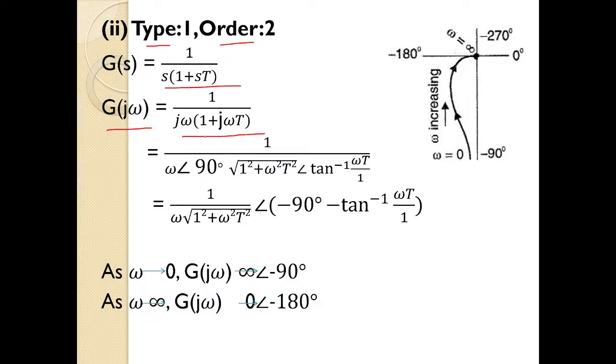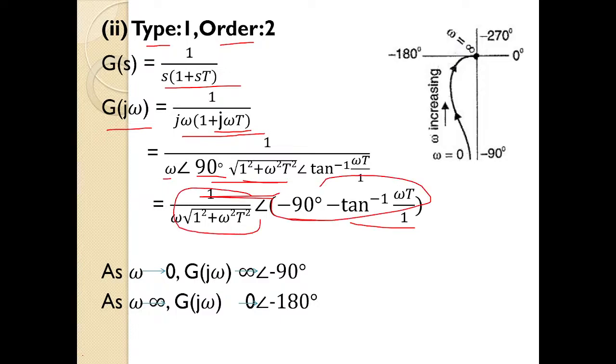Now for this, determine the magnitude. Magnitude of j omega is omega. Magnitude of 1 plus j omega T is root of 1 square plus omega square T square. Angle of j omega is 90. Angle of 1 plus j omega T is tan inverse of omega T. Send the angles to the numerator: 90 will become minus 90 and tan inverse of omega T will become minus tan inverse of omega T. So this is our magnitude and this is our phase angle.